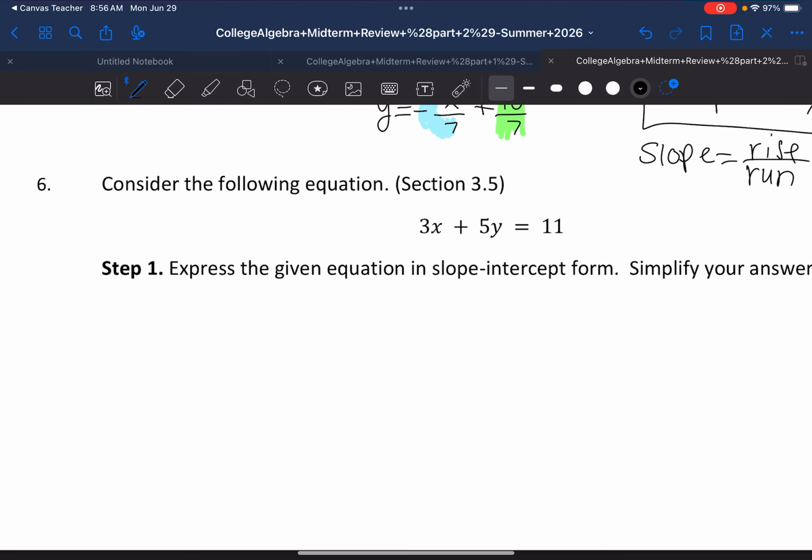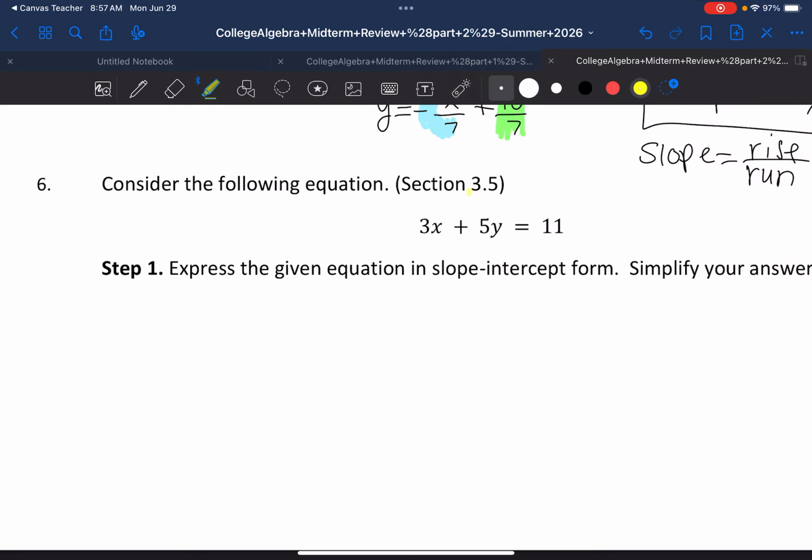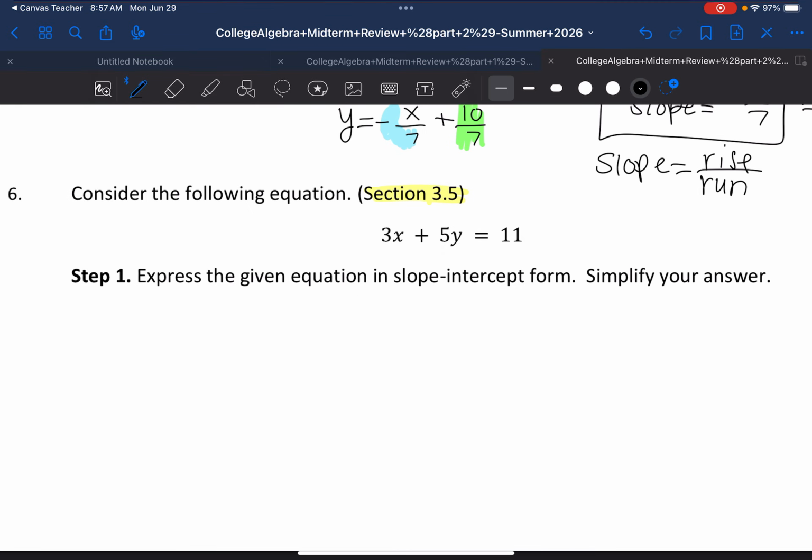Okay, number 6. We're moving into 3.5 now. So chapter 3 is introducing you to graphs, but also it's a lot about linear equations. So it gives us this equation, 3x plus 5y equals 11. And step 1 wants us to express that equation in slope-intercept form.